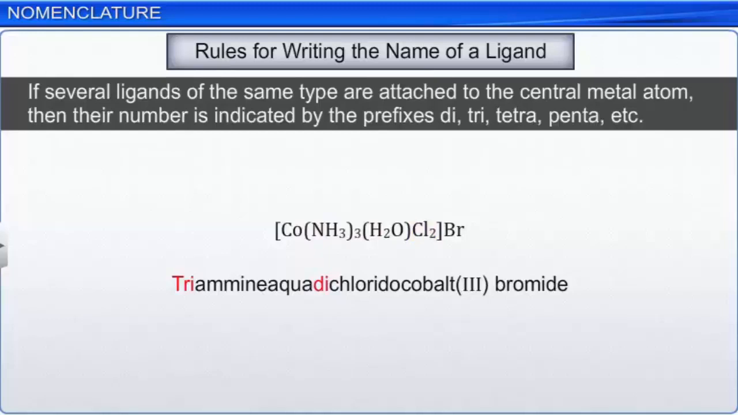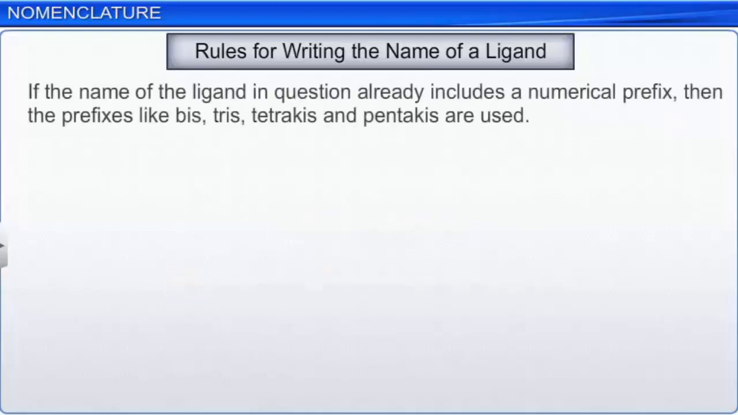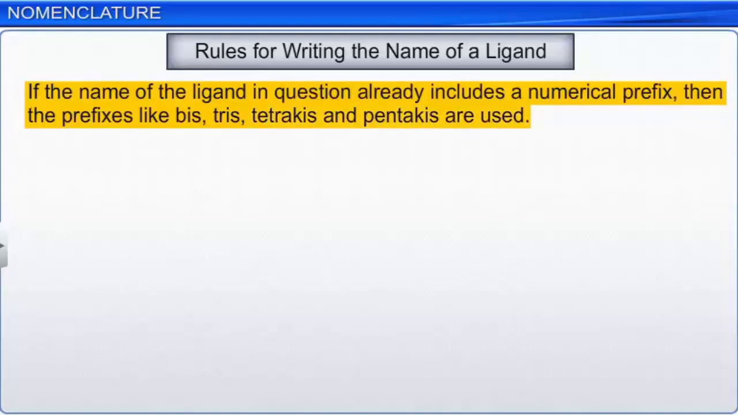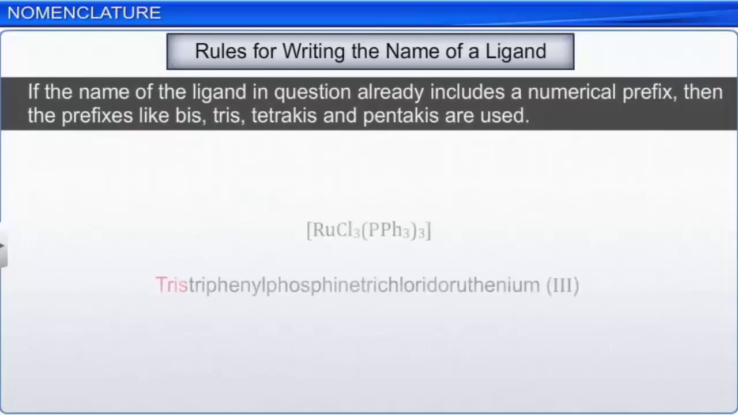However, if the name of the ligand in question already includes a numerical prefix, then prefixes like bis, tris, tetrakis, and pentakis are used. For example, the complex [RuCl3(PPh3)3] is named as tris(triphenylphosphine)trichlorido ruthenium(III).